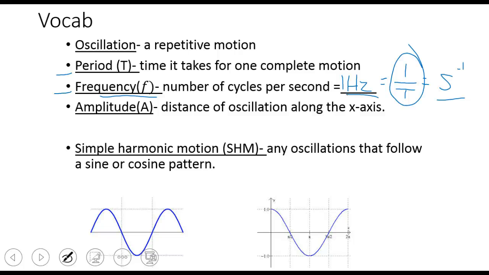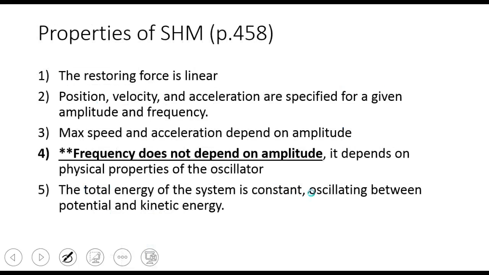Amplitude is the distance of the oscillation along the x-axis. This could also be along the y-axis, depending on what we're talking about. If it's a bungee jumper, they're obviously going up and down. And then SHM is an abbreviation I'm going to use throughout. This is anything that follows a cosine or a sine function, right? Doesn't matter where it starts, but it just goes up and down the same distance both ways, right?